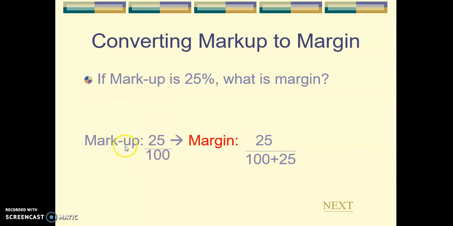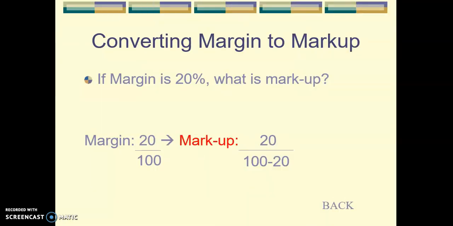So if your markup is 25%, then your markup will be 25 over 100. So therefore, your margin will be 25 over 100 plus 25. So this is basically 25 over 125. And if you multiply it by 100 again, that will give you 20%. So if your markup is 25%, then your margin is 20%.